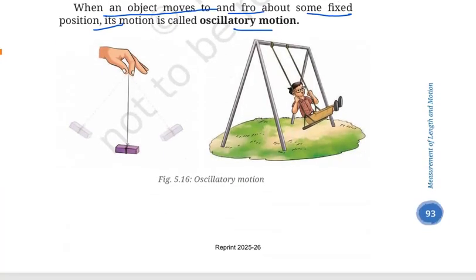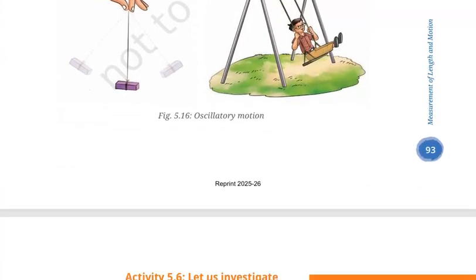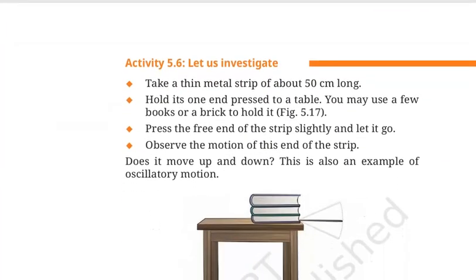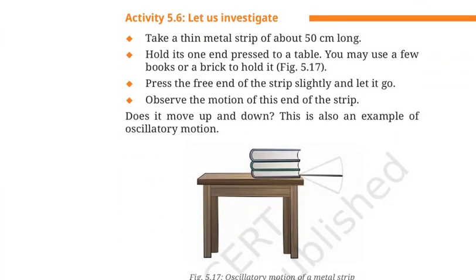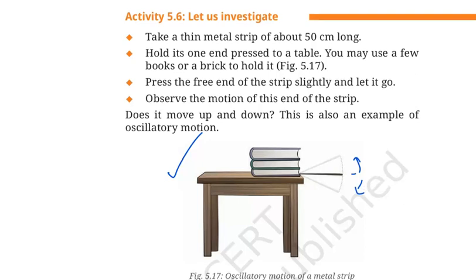To sum up, we have done three types of motion. One is linear motion, the other one is circular motion, and the third one is oscillatory motion. All right, you can do this activity to understand or clear your concept about oscillatory motion.